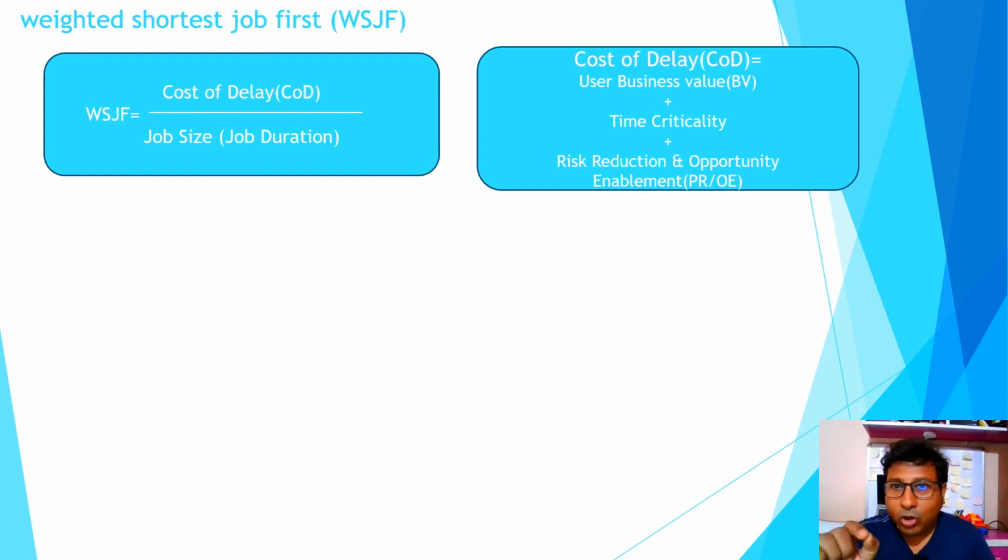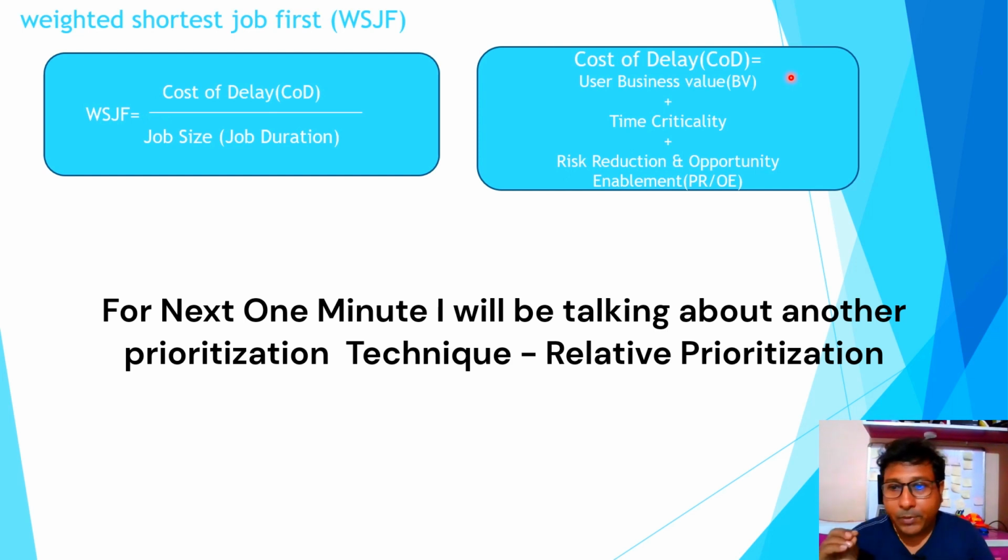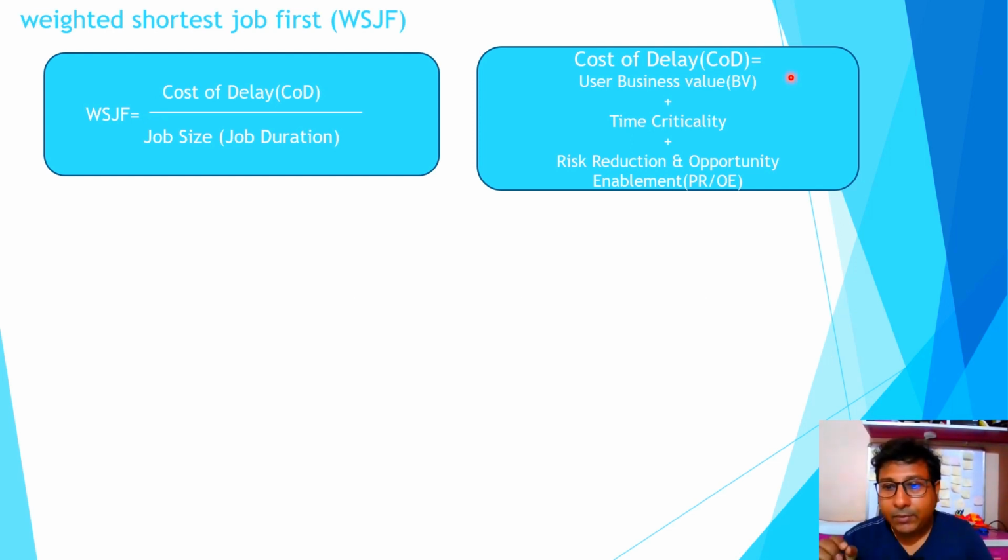Now I'll take a small pause here. This is the point I'm referring to, the business value. I am slightly digressing from WSJF to another prioritization technique. I don't have it covered as part of this discussion, but I just wanted to touch upon it: there is a prioritization technique called relative sizing prioritization, or relative prioritization technique.